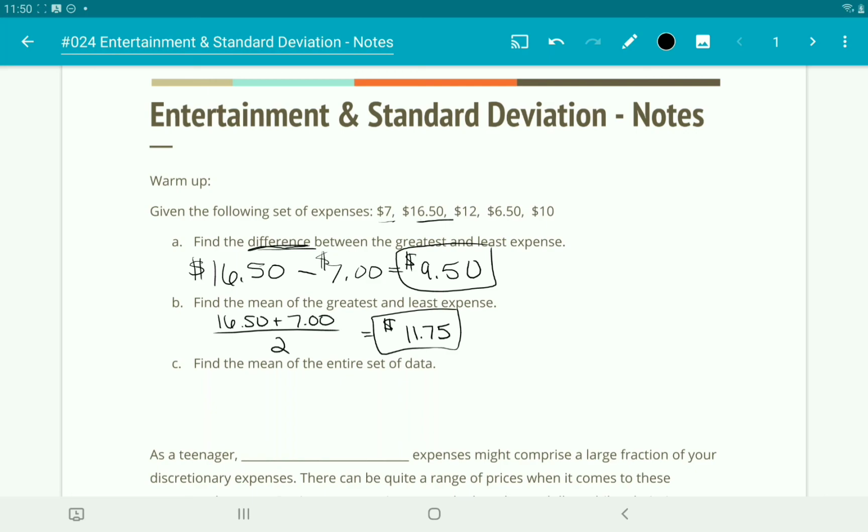And then it says to find the mean of the entire data set. So we'll add them all together. So 7 plus this $16.50, plus this $12, plus this $6.50, plus this $10. Divided by, there are 1, 2, 3, 4, 5 of them. That is going to get you $10.40 on average for these expenses.